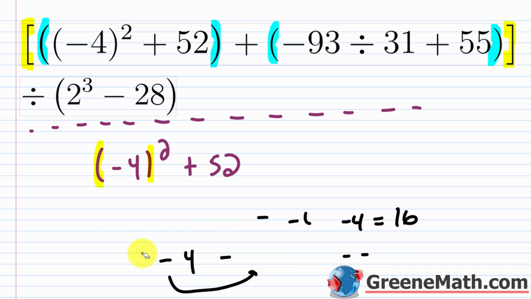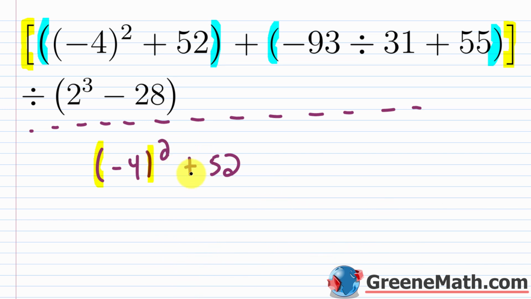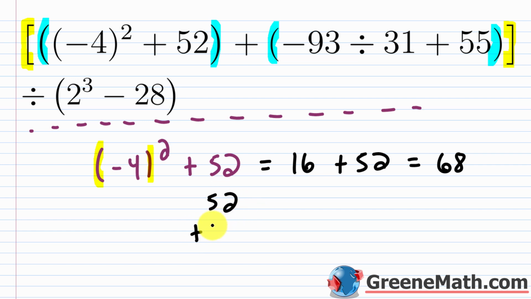So very important. So when we look at this, we see that we have an exponent operation and we have addition. So we would do the exponent operation first. It has the higher priority. We just said that negative 4 squared was 16, and then we would add that to 52. Now, I can pretty much do that in my head. I know that's 68, but just in case you can't and you're not using a calculator, again, you can always stop and do a vertical addition. So 52 plus 16, 2 plus 6 is 8, 5 plus 1 is 6. So that's how we get the 68.